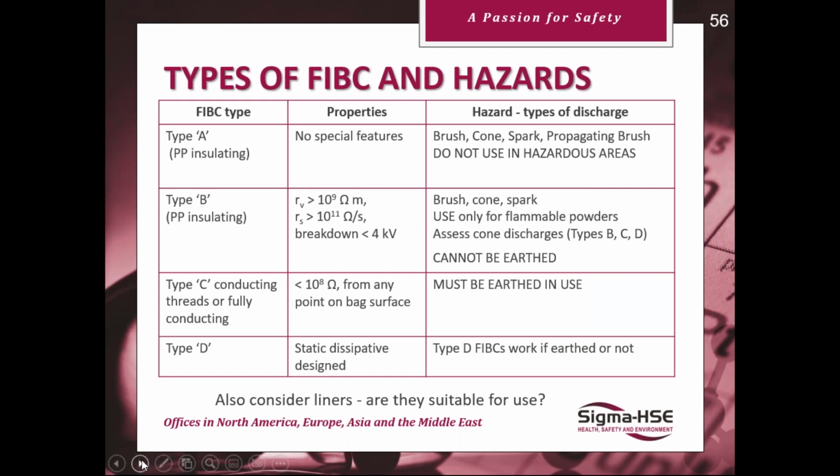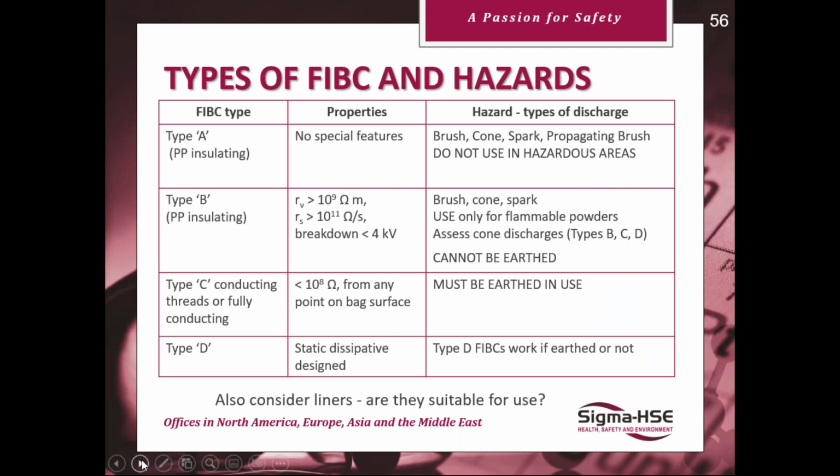We'll have a quick look at FIBCs and their hazards. Basically, there are 4 types of FIBC. Type A, polypropylene insulating. Type B, a different type of polypropylene insulating. Type C, conducting threads, fully conducting. And type D, which is static dissipative in its design.